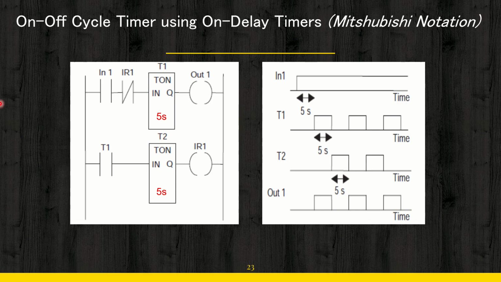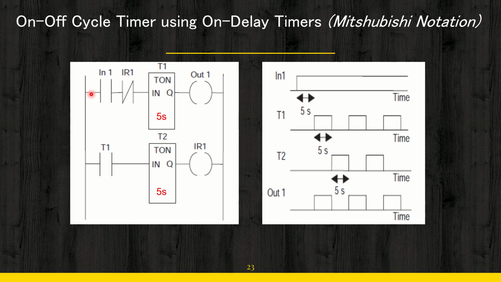Now how you can obtain an on-off cycle using a timer, that is also very interesting. Here you can see that at the output you are getting pulses. Okay, how is it possible? Let us try to find out.